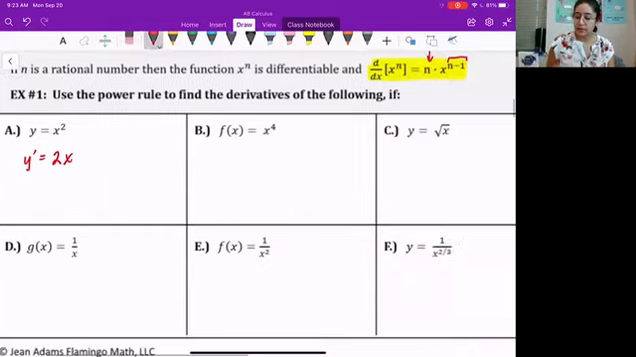Okay, part B is a little bit of a better example. They gave me f of x, so the derivative would be f prime of x. It was x to the 4th power, so I'm going to take that 4 and bring it to the front. Copy my variable, and then 4 minus 1 is 3: 4x cubed.